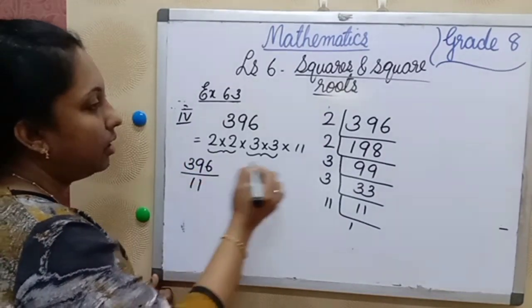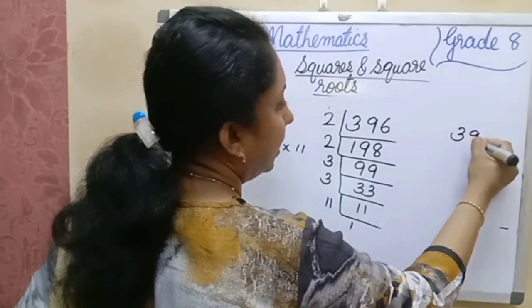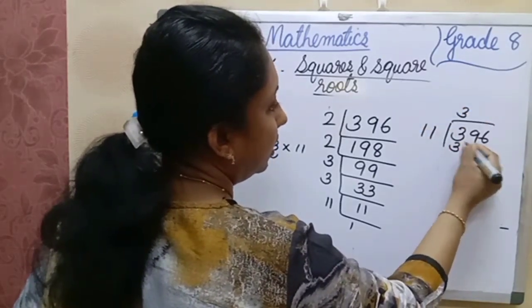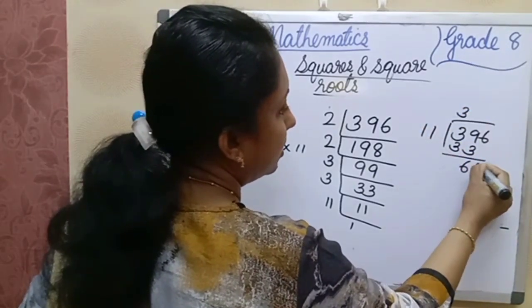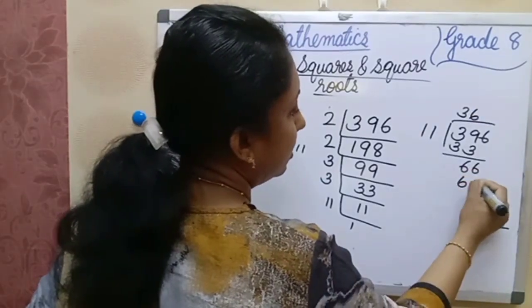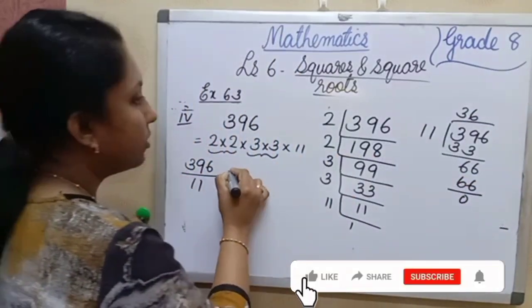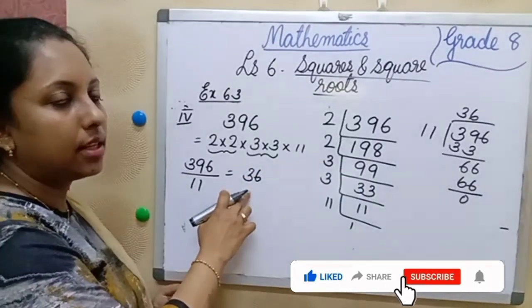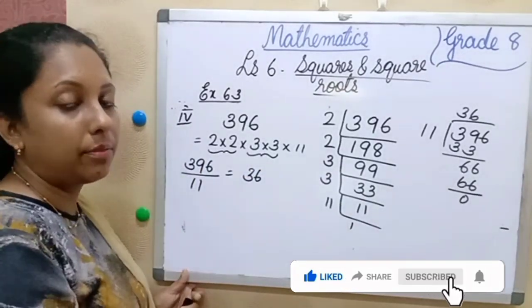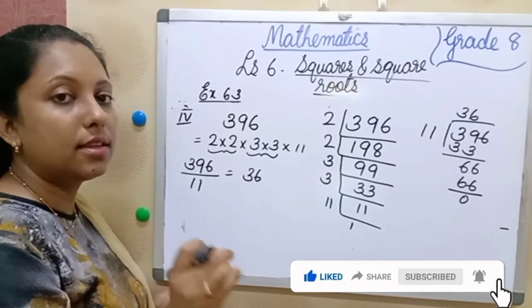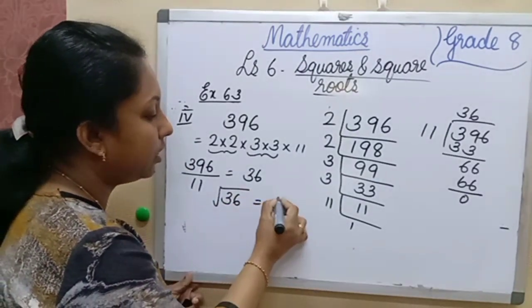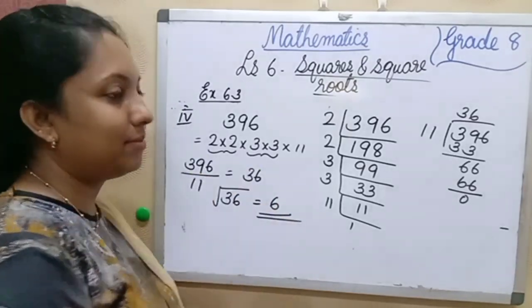396 divided by 11. 11 threes are 33. Then 66, 11 sixes are 66. So 36. So 36 is a perfect square. That is 6 into 6 is equal to 36. The square root of 36 is equal to 6.